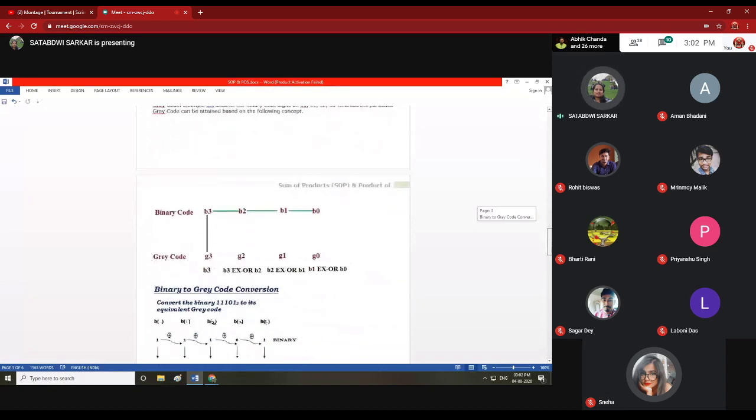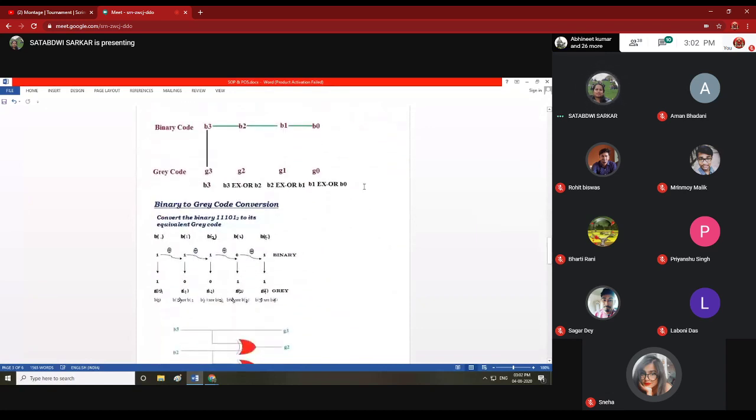Here just XOR operation is done. See, this B3 is the MSB, and this is B2, B1, B0. Suppose we have a value like 11101. This is the binary term, and here, sorry, this is actually B0, B1, B2, B3, and B4.